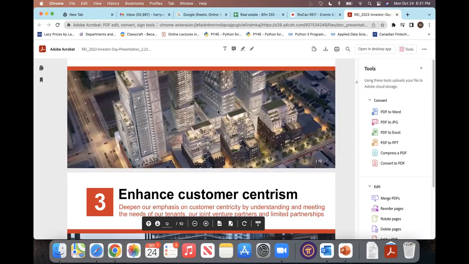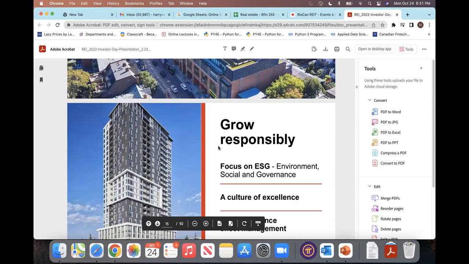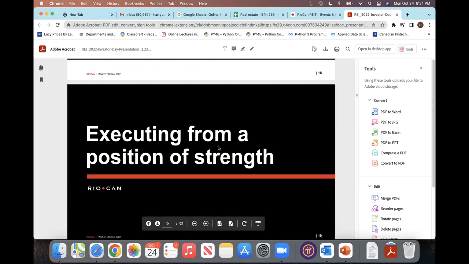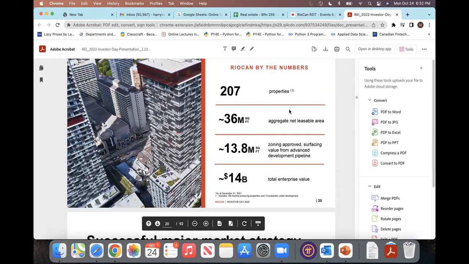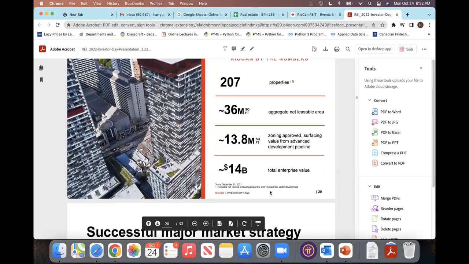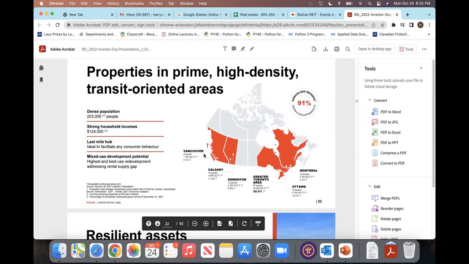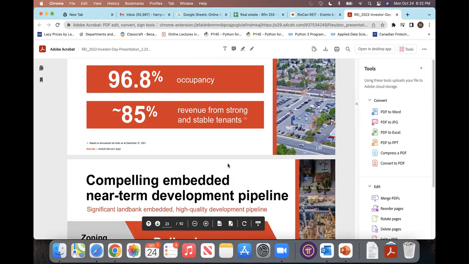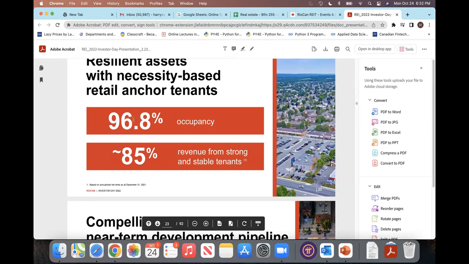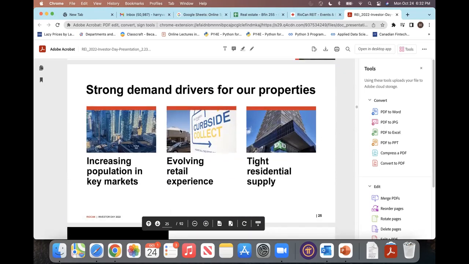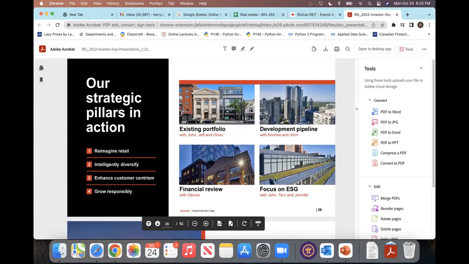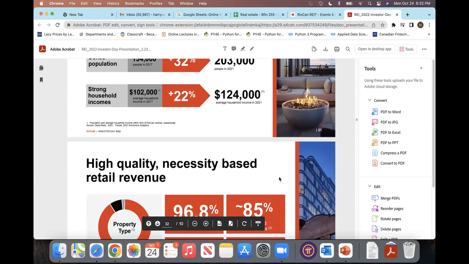They have residential complexes. You can read through, but 207 properties, right? $14 billion is what they manage right now. They have exposure to Vancouver, Calgary, Edmonton, GTA, Montreal, so they have investments all through. Their occupancy rate is quite good, only like 96%. So this is one example of a REIT.